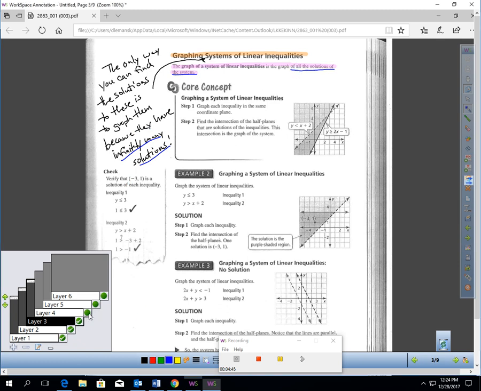Now to graph them, obviously we have to know slope-intercept form. You're going to graph each inequality in the same coordinate plane.